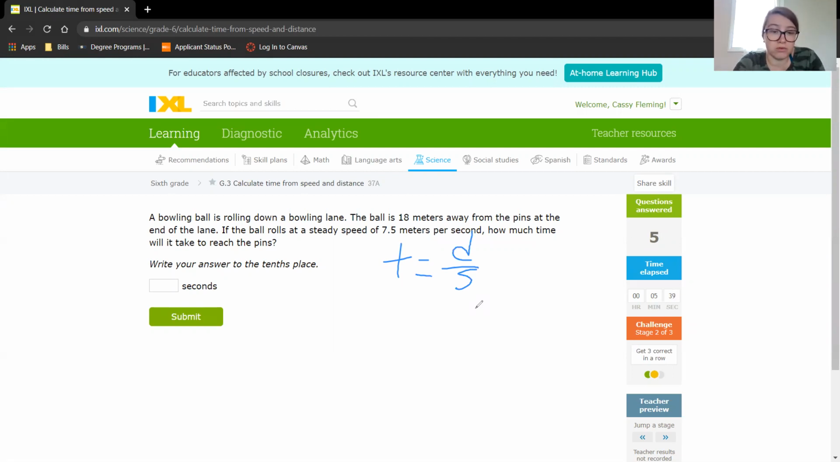So a bowling ball is rolling down a bowling lane. The ball is 18 meters away from the pins at the end of the lane. If the ball rolls at a steady speed of 7.5 meters per second, how much time will it take to reach the pins? So our distance is 18. Our speed is 7.5 meters per second. We have to divide 18 by 7.5. 18 divided by 7.5 is 2.4.